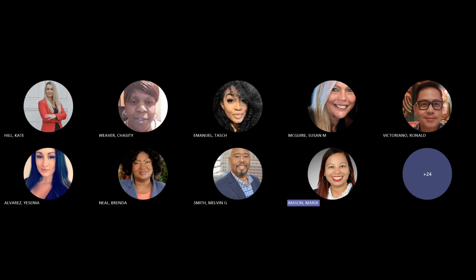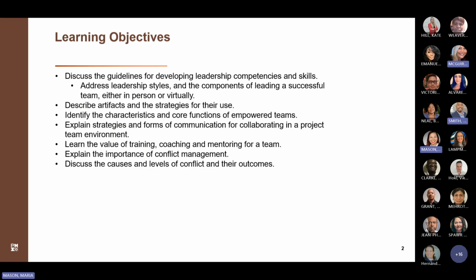So these are the learning objectives for lesson 4. We're going to talk about how to develop the competencies and skills, talked about artifacts and how to use them, characteristics and core functions of empowered teams, explaining strategies and forms of communication for collaborating in a project team environment, learn the value of training, coaching, and mentoring for a team, explain the importance of conflict management, and discuss the causes and levels of conflict and their outcomes.